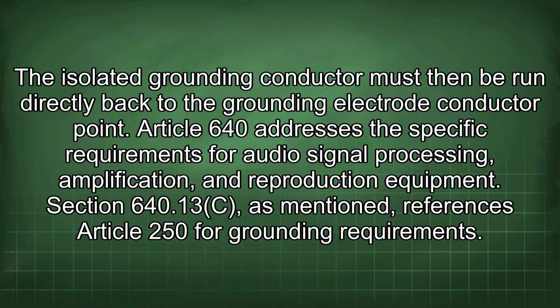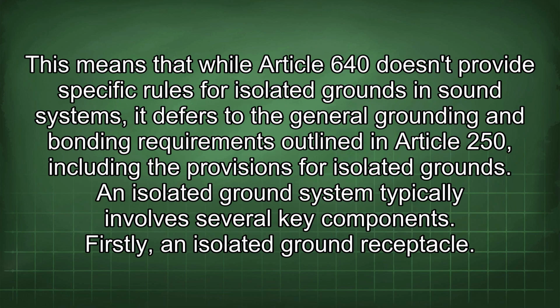Article 640 addresses the specific requirements for audio signal processing, amplification, and reproduction equipment. Section 640.13(C), as mentioned, references Article 250 for grounding requirements. This means that while Article 640 doesn't provide specific rules for isolated grounds and sound systems, it refers to the general grounding and bonding requirements outlined in Article 250, including the provisions for isolated grounds.